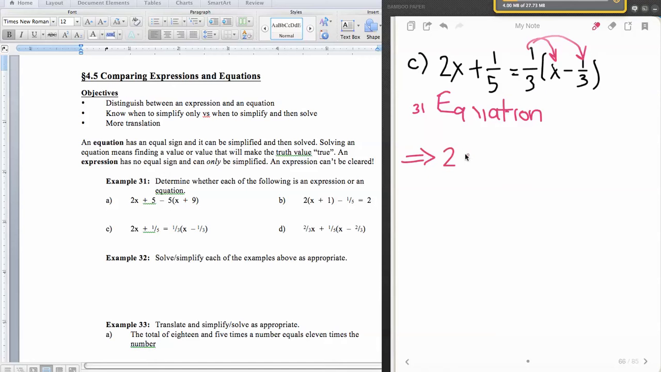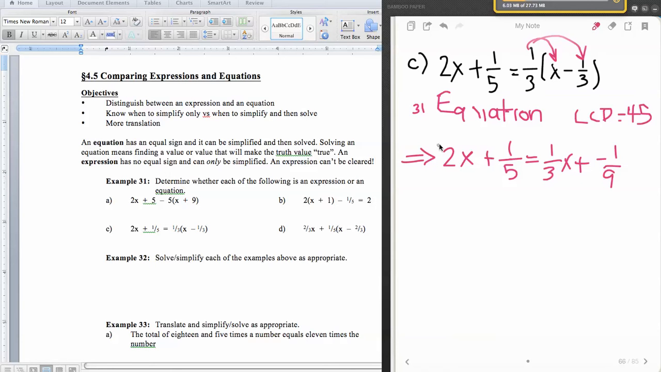Now we're going to start example 32 by distributing the 1/3 through here. So we have 2x plus 1/5 is equal to 1/3 times x, which is a 1/3 x, plus 1/3 times negative 1/3, which is a negative 1/9. Now the next thing we need is that LCD. So we're looking at all the denominators to find the LCD. So we have 5, 3, and 9.